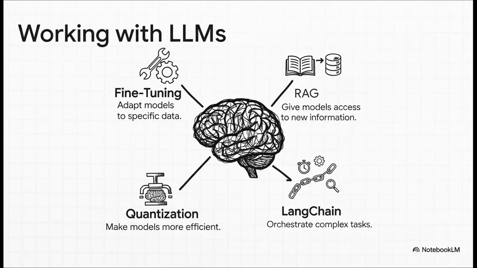But working with these giant models isn't just about using them out of the box. The real magic is in the techniques you apply. You can fine-tune a model to make it an expert on your specific data. You can use quantization to make it run faster on smaller computers. You can use RAG to give it access to new live information so it's never out of date. And frameworks like LangChain help you stitch all these complex pieces together into a working application.